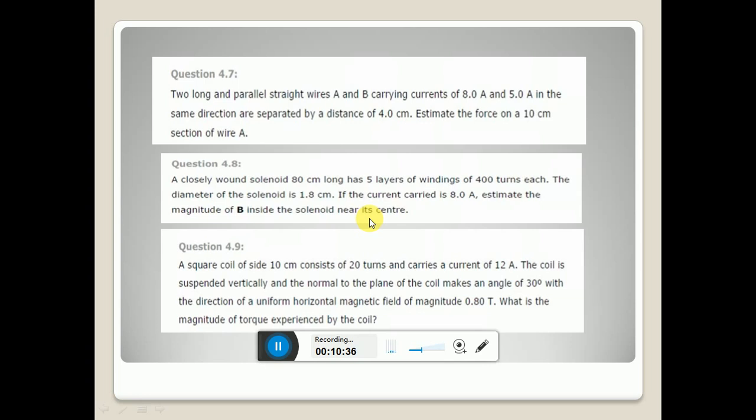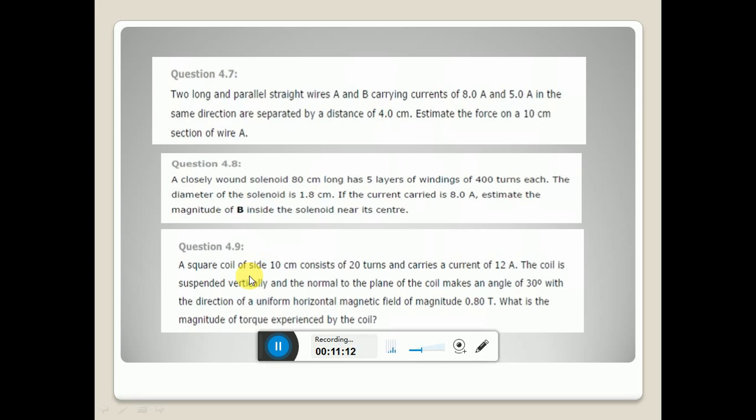So try to do 5 layers of winding, each of 400 turns. You have to find out the total number of turns along with the number of turns per unit length. Each layer is having 400 turns and there are 5 layers, so total turns will be 400 into 5, which is 2000 turns. The solenoid will have 2000 turns and the length of the solenoid will be 80 centimeters. So you can find the n value, number of turns per unit length, and you can solve this equation.